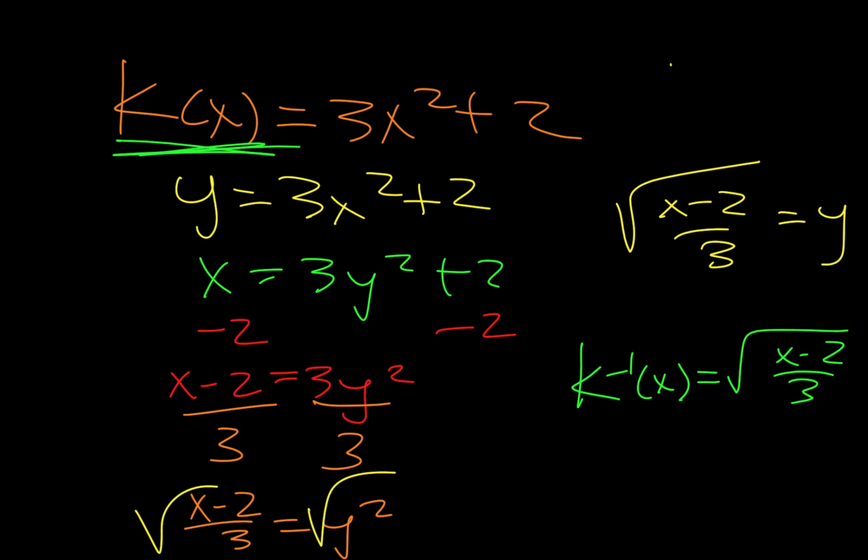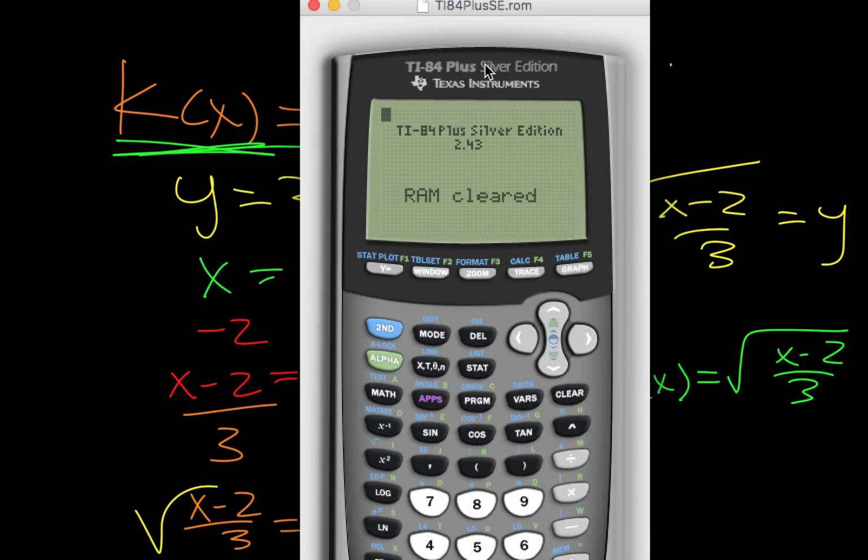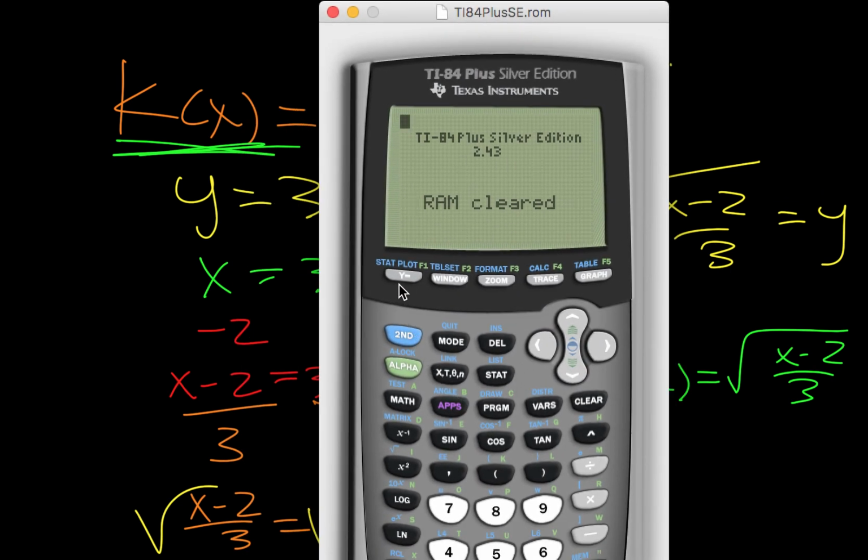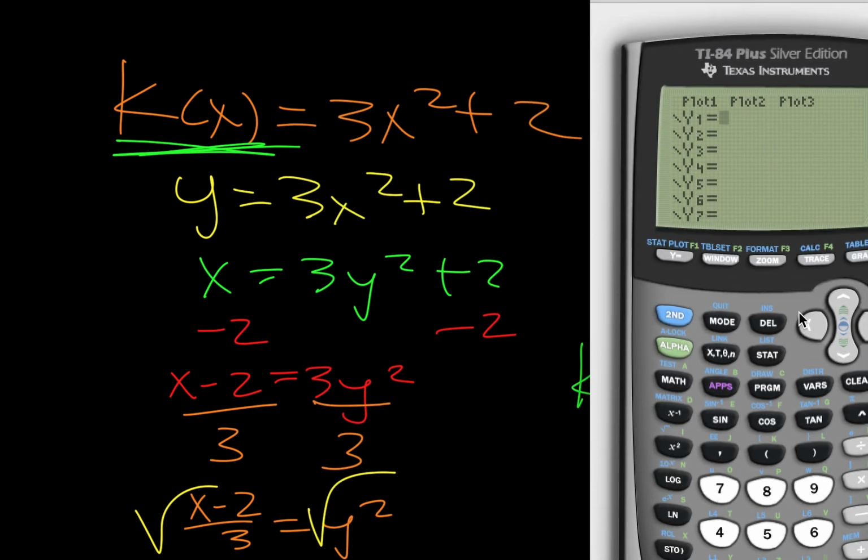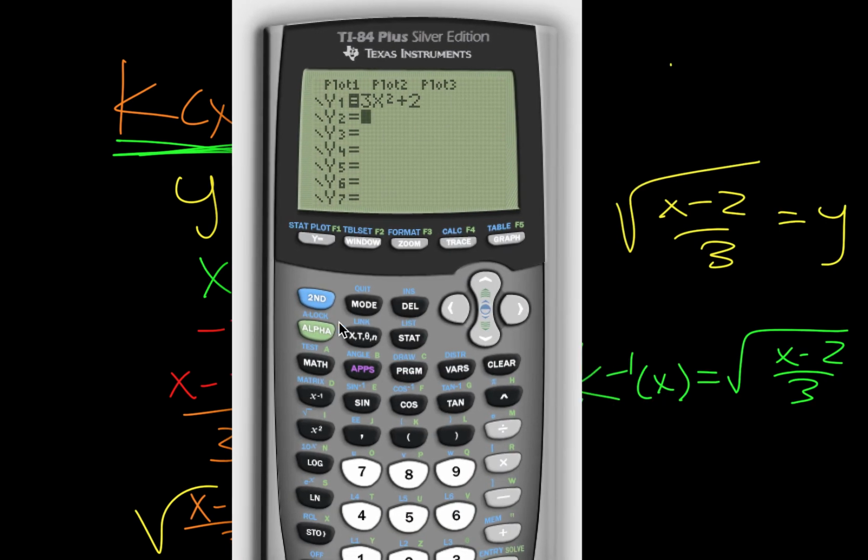Now I'm gonna open up a calculator just to show you what these look like. So I'm going to graph the original, which was 3x squared plus 2. And then I'm also going to graph the inverse, which was the square root of x minus 2 divided by 3. And let's look at that.